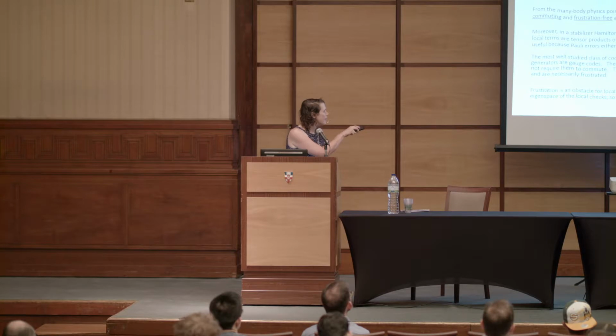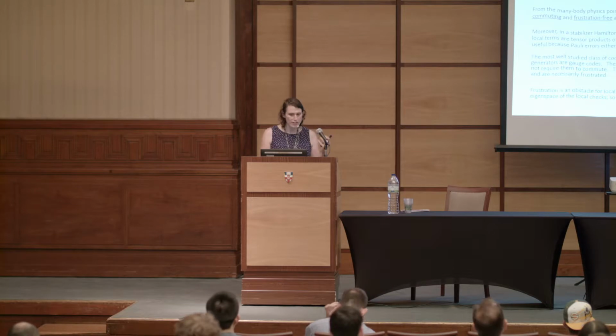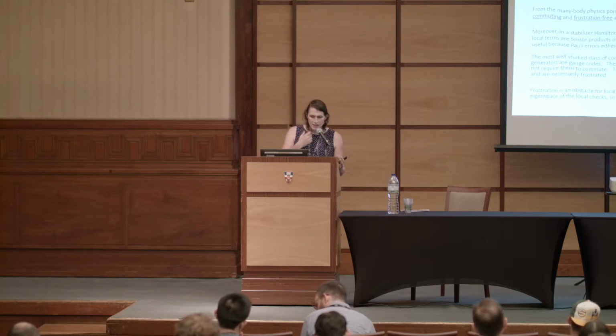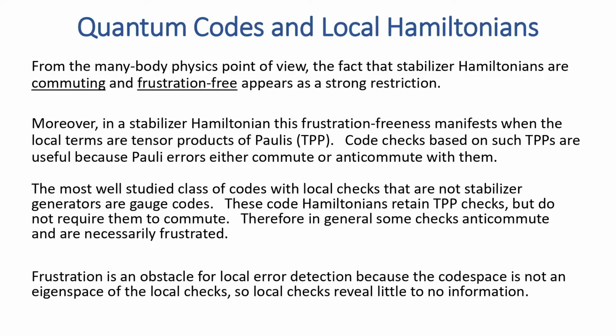So code checks based on these kind of TPP terms are useful because Pauli errors must either commute or anti-commute with the local terms. If we look at the most well-studied class of codes with local checks that are not stabilizer generators, these are, of course, stabilizer subsystem codes, and these code Hamiltonians retain TPP checks, right? The local terms are still tensor products of Paulis, but they're no longer required to commute.